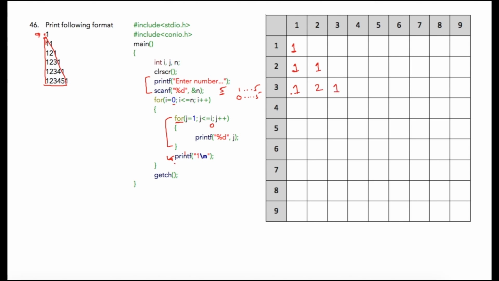So the output will be like this, and in the 4th iteration it will be 1 2 3 and 1. Then in the 5th iteration the output will be 1 2 3 4 and 1, and after that the program will get completed. So far we have seen many programs on pattern programming, and we have taken so many examples based on patterns. The goal was to make your understanding very clear on for loops.